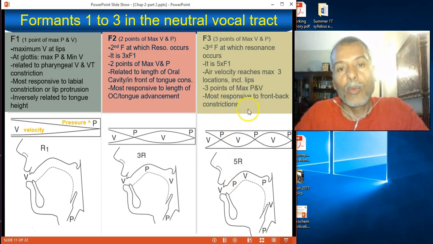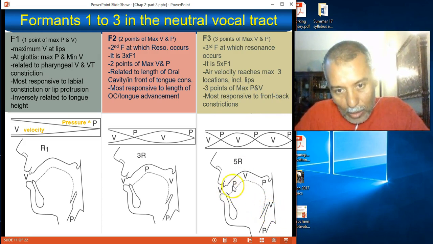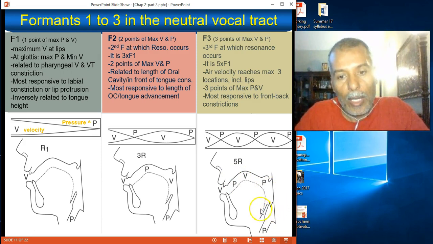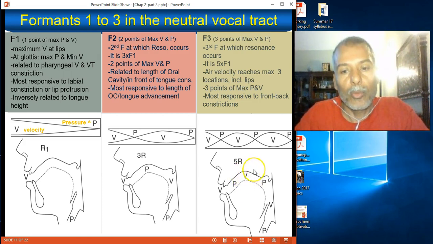F3, which is the fifth vibration, 5 quarters fitting into the vocal tract, is most sensitive to front-back constriction. If there's any constriction here in the vocal tract, that's going to affect the third formant. It is localized in this area near where you say ka, anga, between the velum and the dorsum, or the body of the tongue. That is F3.